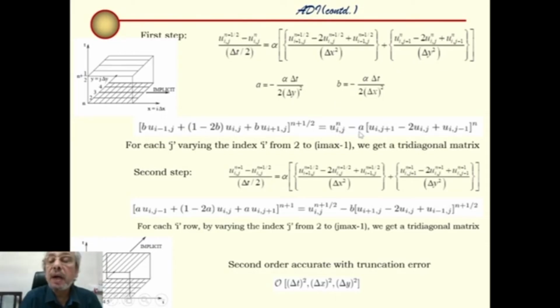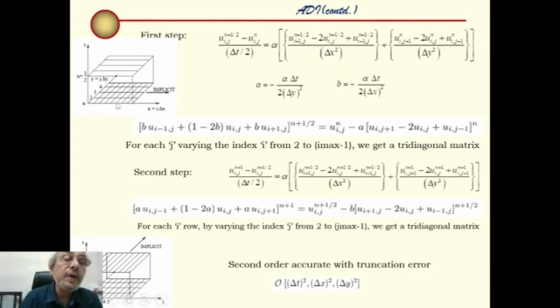u_ij at the nth level minus a into u_ij plus 1 minus twice a, minus twice u_ij plus u_ij minus 1. These are all at the nth level and these are known. Now if we vary i from 2 to i max minus 1 at any given j, for example, this is the y direction, this is the x direction. So these divisions will be counted by the i index, these divisions by the j index, and we are progressing in the time direction.